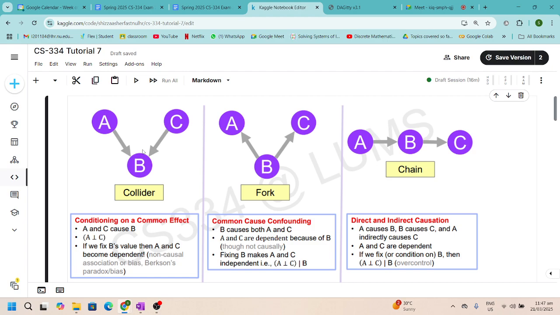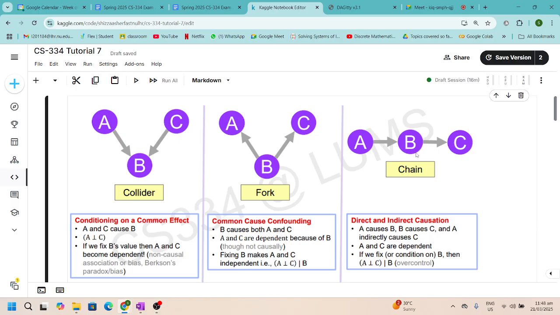Now let's talk about conditioning. Conditioning means you are going to fix the value of a certain variable. So if you do that in a chain, all right, right now we know that A and C are dependent on each other. How are they dependent on each other? Indirectly through B, because like I said, A causes B and B causes C, which means that technically indirectly A is causing C. So hence A and C are dependent right now.